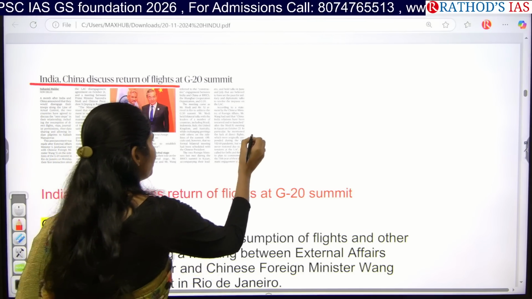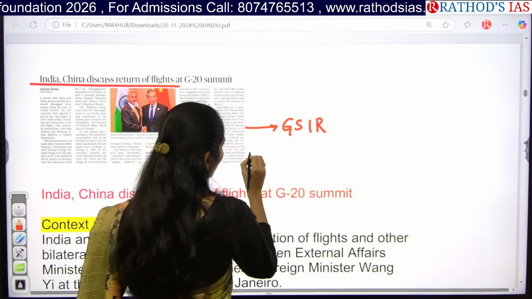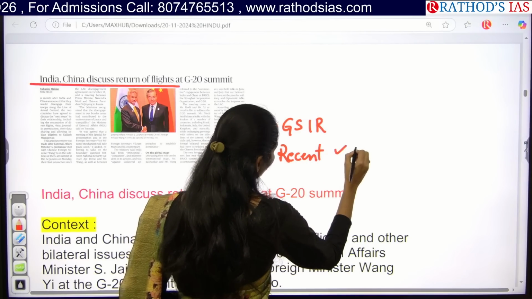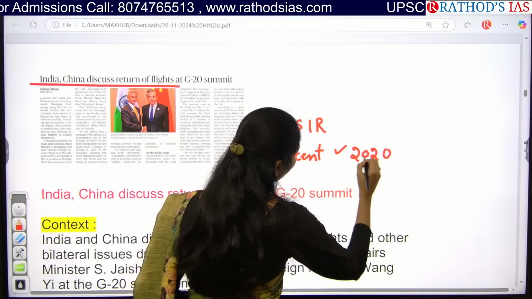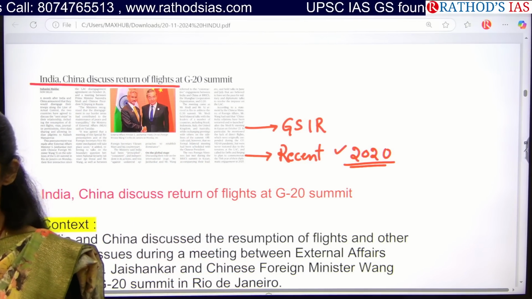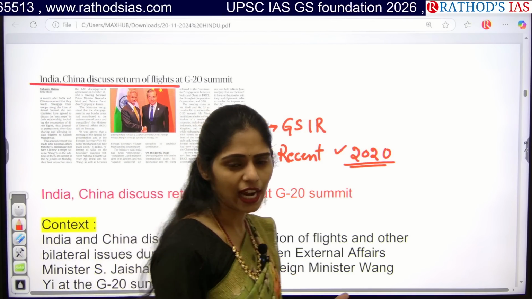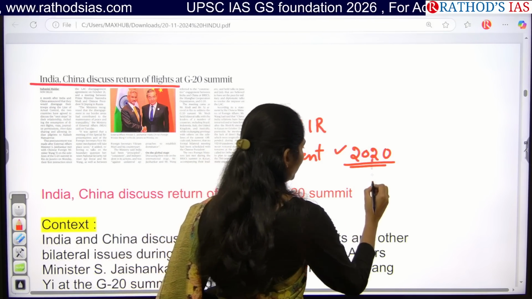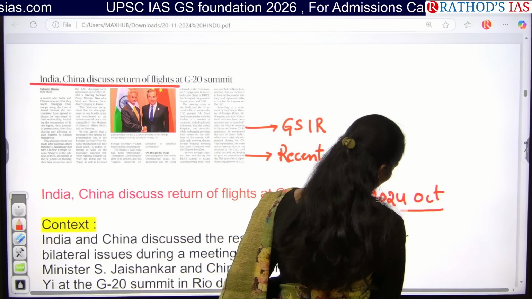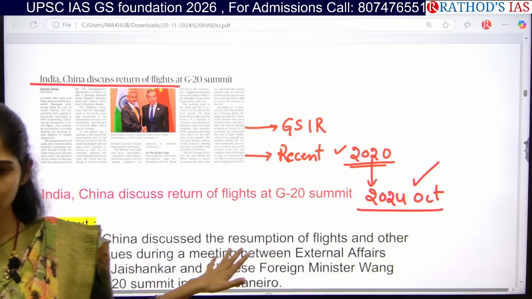Okay, so from which subject will you be dealing with this? From GS paper 2 under international relations, and you have to see recent developments. From 2020 onwards, we have had a number of rounds of talks between different authorities, but even though there is no stand-up. Now in 2024, in the month of October, we had a lot of development. So there may be a chance of getting a prelims question regarding this area.